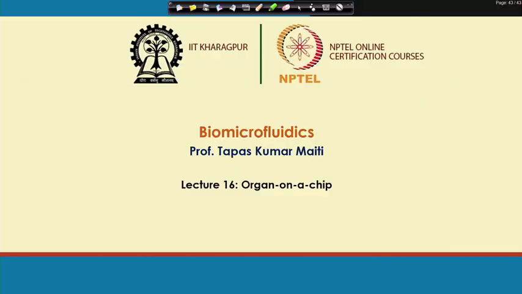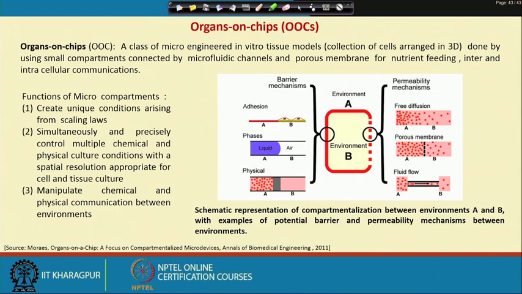So, what do you mean by organ on chip? Organ on chip means a class of micro-engineered in vitro tissue models made by using small compartments connected by microfluidic channels and porous membrane for nutrient feeding and inter- and intracellular communication.